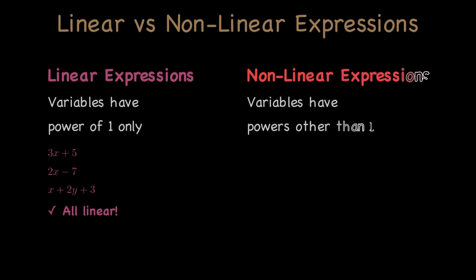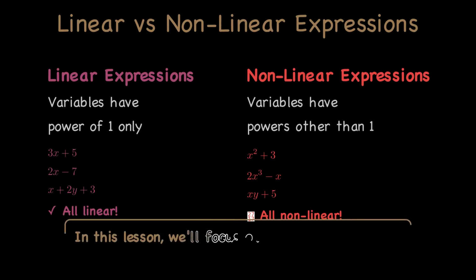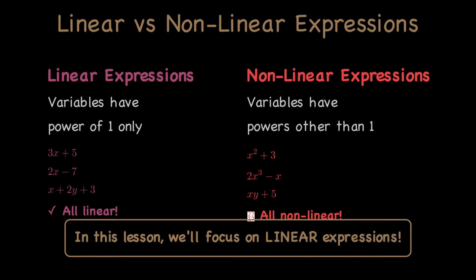Nonlinear expressions have variables with powers other than 1. For example, x squared plus 3, 2x cubed minus x, and xy plus 5. These are nonlinear because they have powers like squared, cubed, or products of variables like x, y. For this lesson, we'll focus on linear expressions. They're simpler, and they're the foundation for everything else in algebra. Once you master linear expressions, nonlinear ones will be much easier.